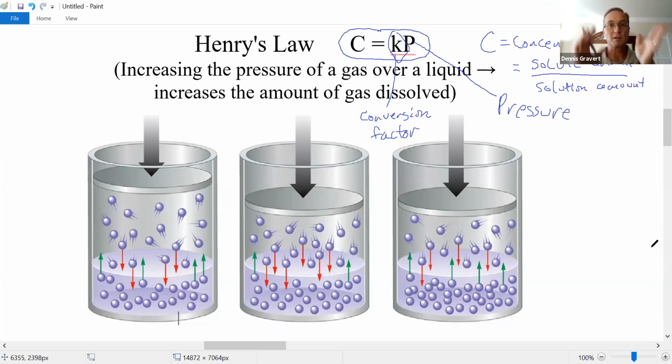Oh, the big concept here, right? Increase the pressure, more gas dissolves. Decrease the pressure, the gas will bubble out, and less gas will be dissolved in the liquid.